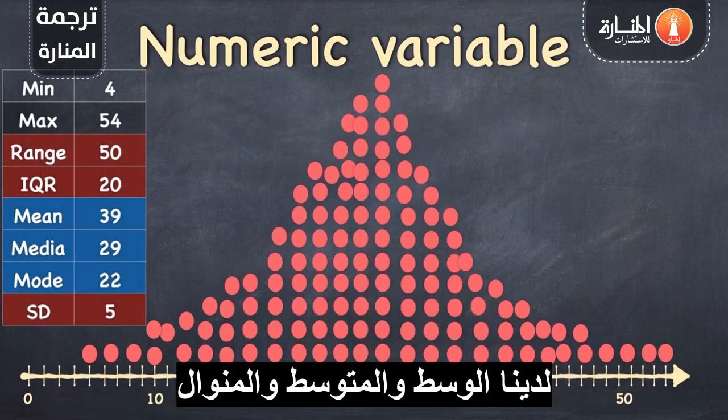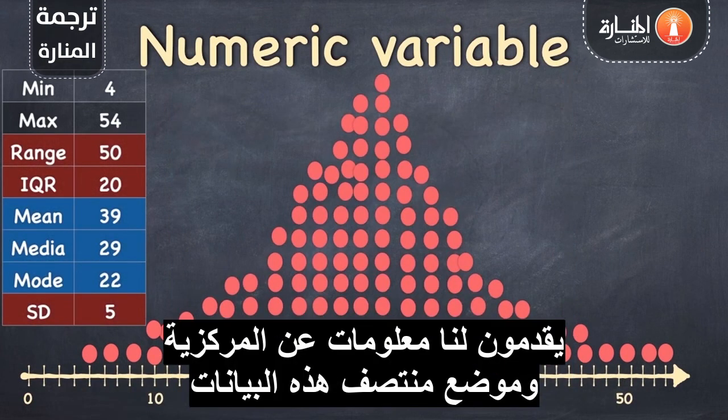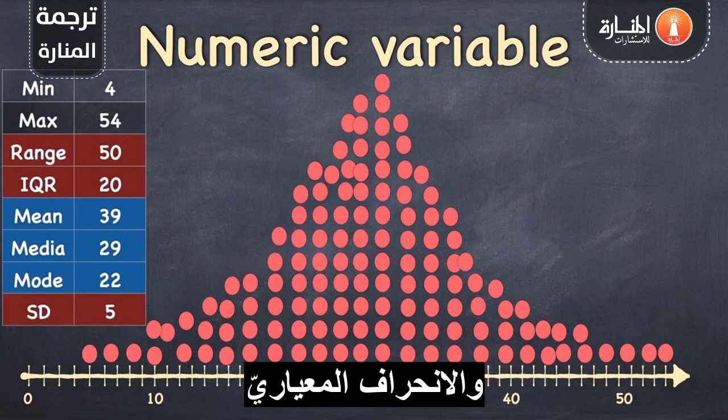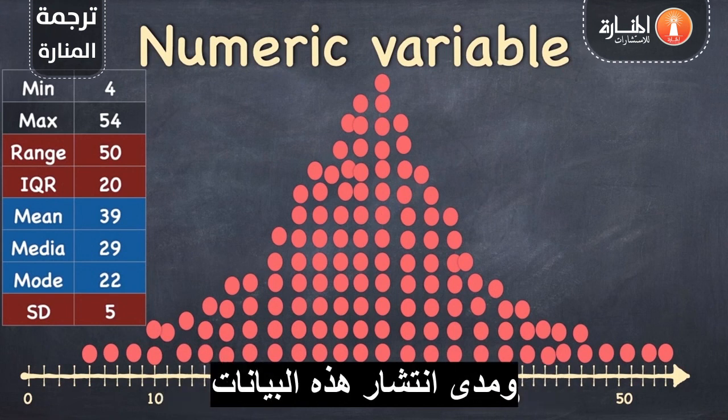So what have we got? We've got the mean, the median, and the mode. They're telling us about centrality, about the middle. Where's the middle of this data? And then we've got the range, the interquartile range, and the standard deviation, and they're telling us about the spread and how spread out this data is.